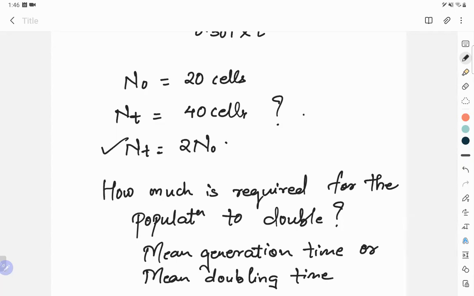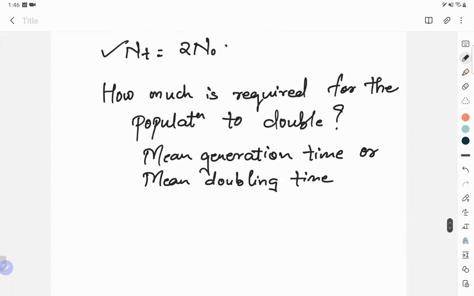Or mean doubling time. Okay, it's called mean generation time, or it is called mean doubling time. Okay, this can be indicated by G. Please understand that this can be indicated by G.